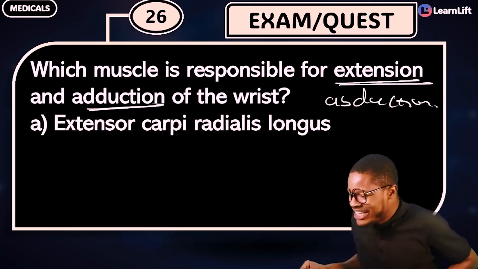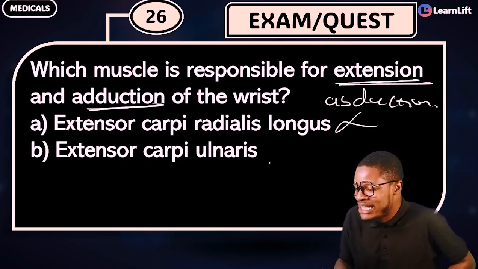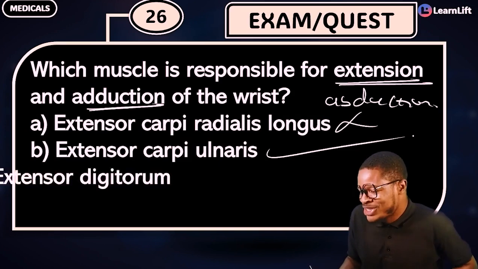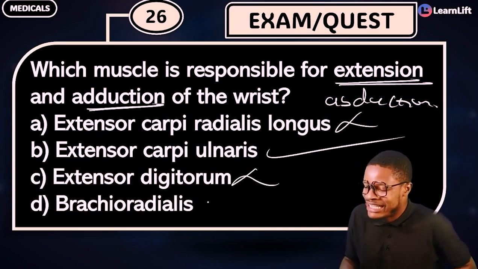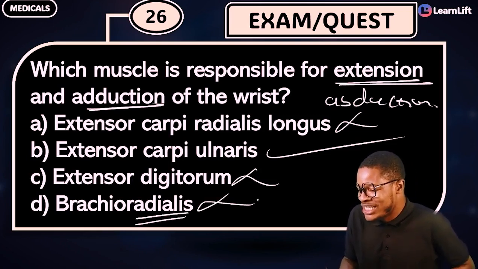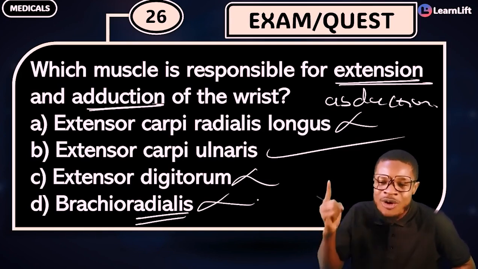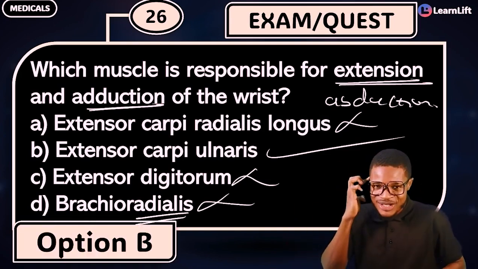Let's go. Option A says extensor carpi radialis longus. Never. Option B says extensor carpi ulnaris. Option C says extensor digitorum. No. And then option D says brachioradialis. This guy is a flexor, so it's not the answer. What is the answer? Extensor carpi ulnaris. Option B is the correct answer. Simple. Does it make sense?